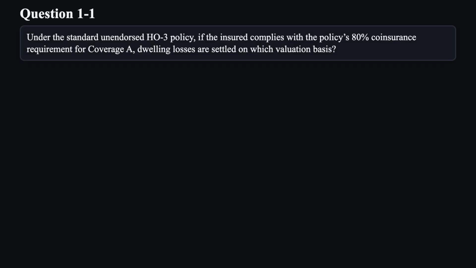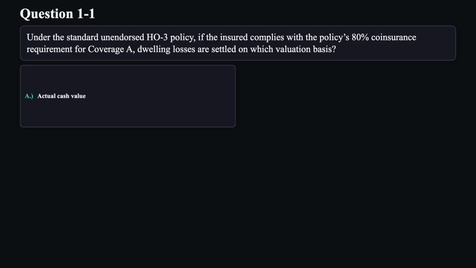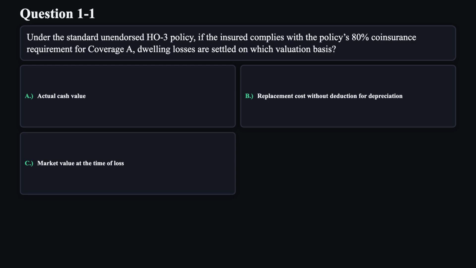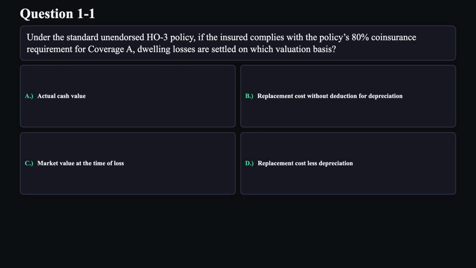Under the standard unendorsed H03 policy, if the insured complies with the policy's 80% coinsurance requirement for coverage A, dwelling losses are settled on which valuation basis? A. Actual cash value. B. Replacement cost without deduction for depreciation. C. Market value at the time of loss. D. Replacement cost less depreciation.